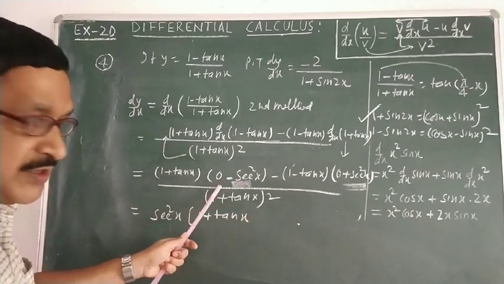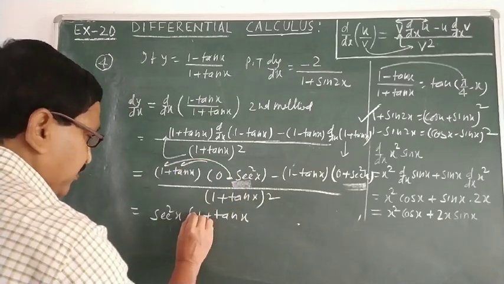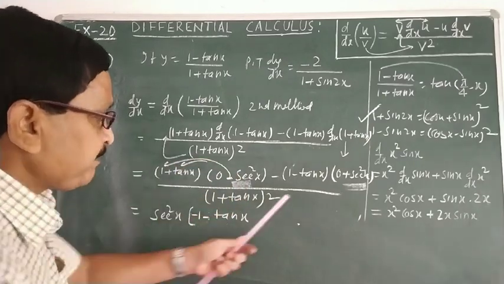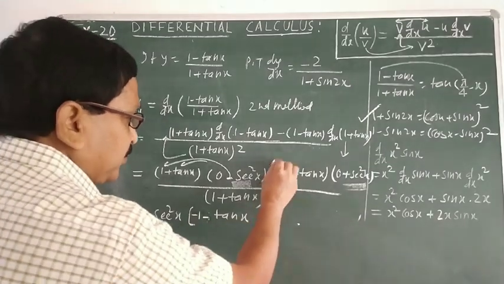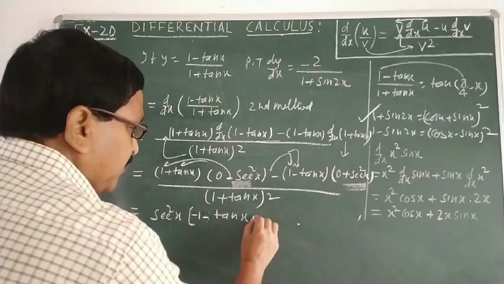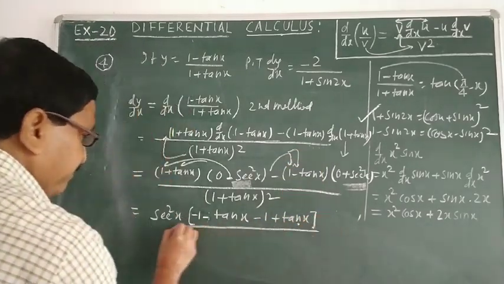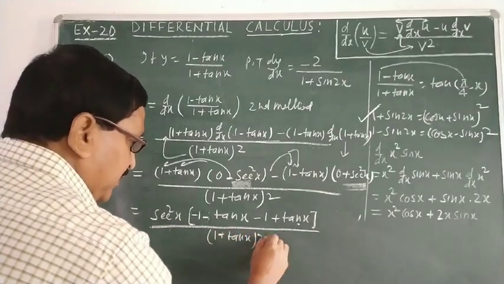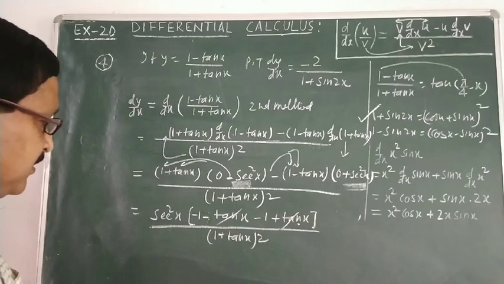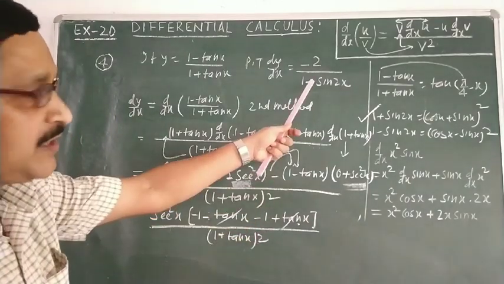But due to this negative, this will be minus 1, this will be minus tan x. So minus 1 minus tan x. And now you are left with 1 minus tan x. So due to this minus and plus, minus 1 plus tan x divided by (1 plus tan x) whole square. Now this tan x cancels, and after that you simplify to get this answer.